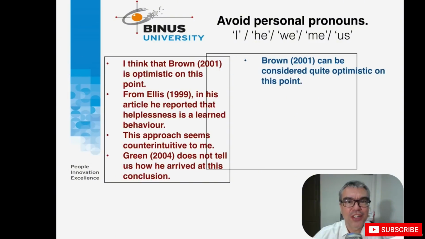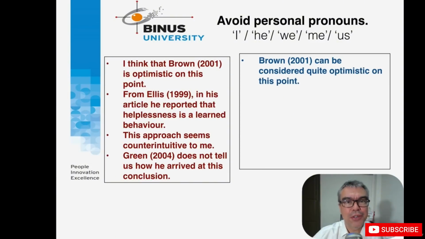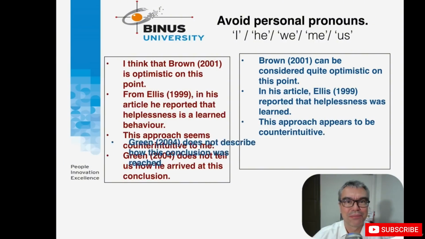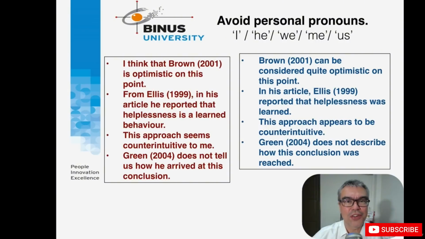Alright, so let's look at the same sentences without using personal pronouns. So here is the first one, and I've put these in a different colour. Brown can be considered quite optimistic on this point. In his article, Ellis reported that helplessness can be learned. This approach appears to be counterintuitive. Green does not describe how this conclusion was reached.